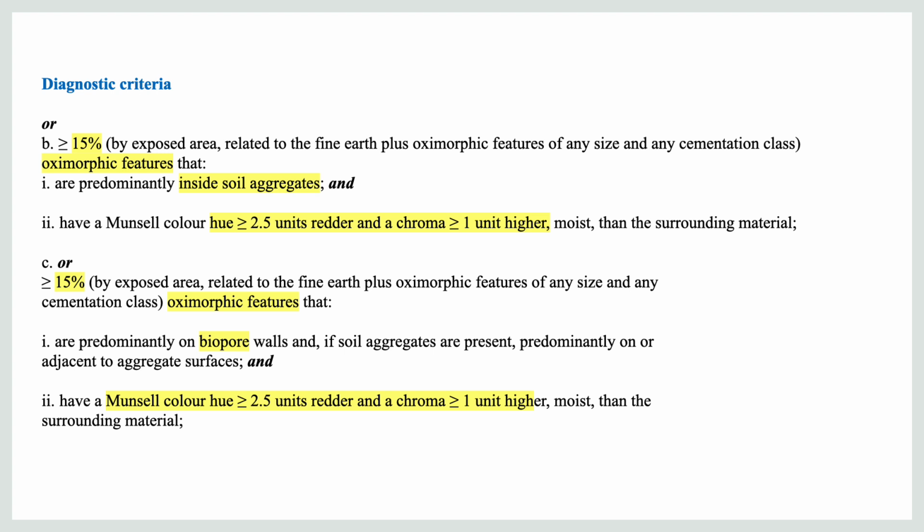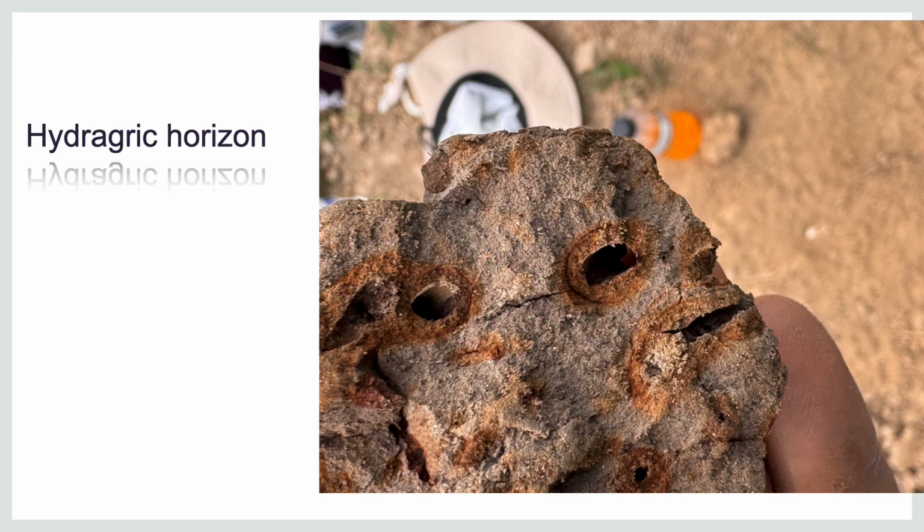Now I need to see, inside the peds or close to the biopores, oximorphic features, features that express iron oxidation. I will show you some pictures. In this case, you can see this ped again, my fingers here, so you can see that this is a little ped, but it's quite close to my camera. Okay, so that's why this is really big.